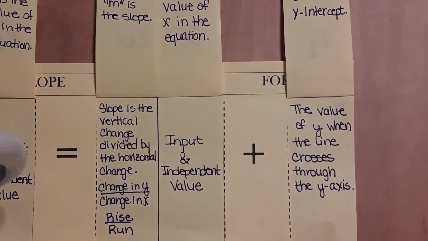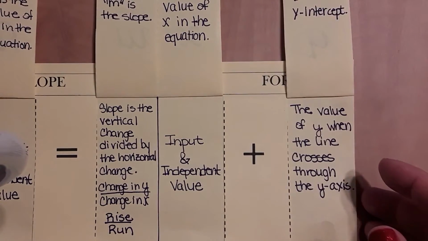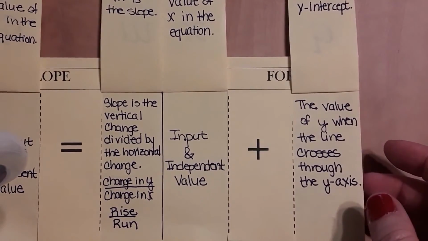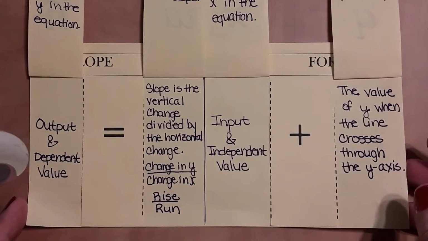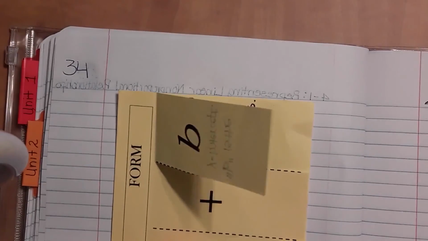Okay? So what I want you to do is I want you to glue this in onto page 34. And I'll show you how that's going to look. And then we're going to go on to page 35 and do some examples so you can understand about how you can find your m and your b and create a linear equation using slope-intercept form. So go ahead and take this and you're going to glue it just like this down on page 34.